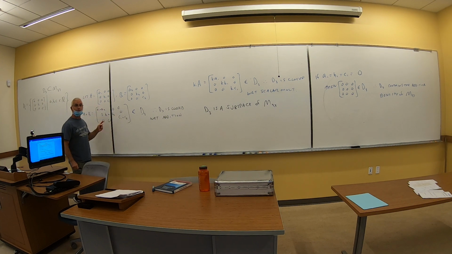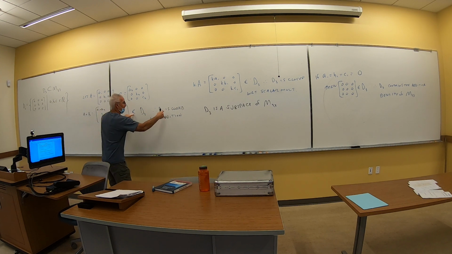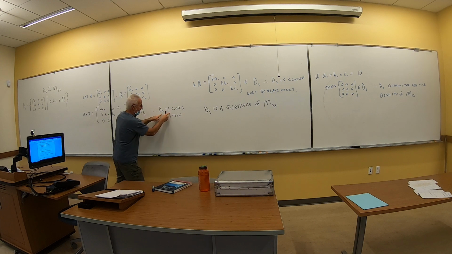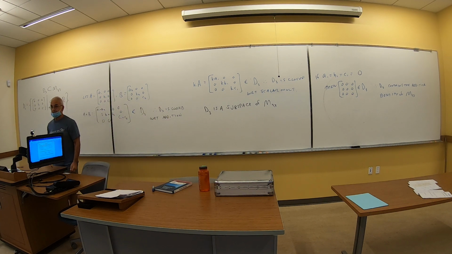And because I took any 2 random elements and I showed their result, that sum was in there, then I can make the statement. I need both of these. This allows me to say this. Okay? And once I claim both closures, I then showed the existence of the additive identity.